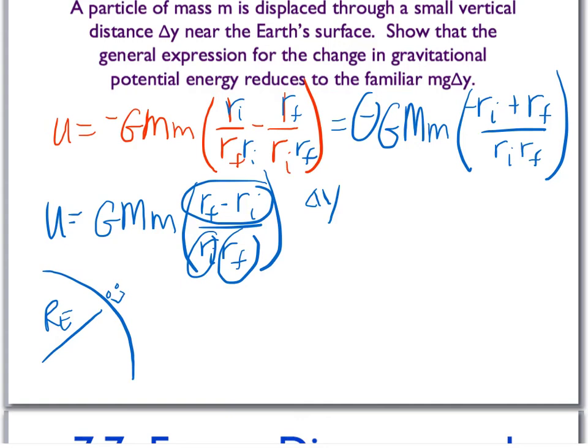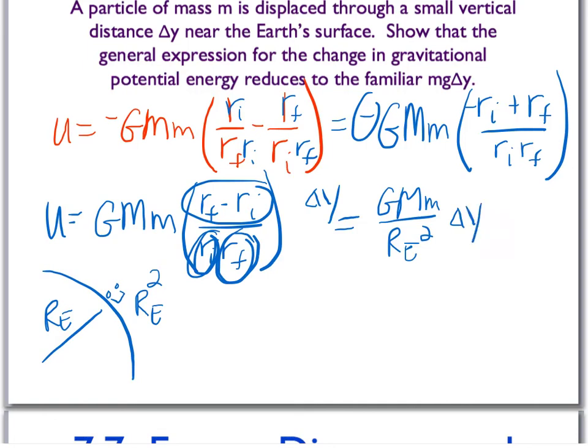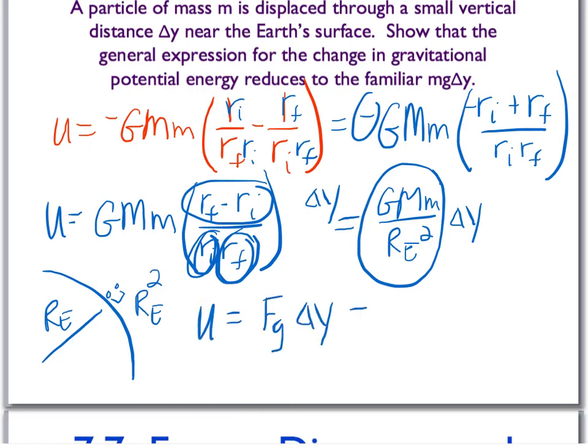So really what you have on the bottom of this fraction essentially just becomes a radius of the Earth distance squared. So that one's about the radius of Earth, and this one's about the radius of Earth. So when we simplify this even further, we really end up with just GMm over the radius of the Earth squared being multiplied by a delta y. And if you recall, GMm over r squared is really our equation for the force of gravity. And that force of gravity is mg.